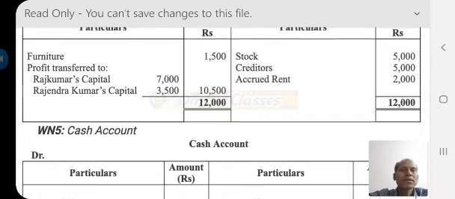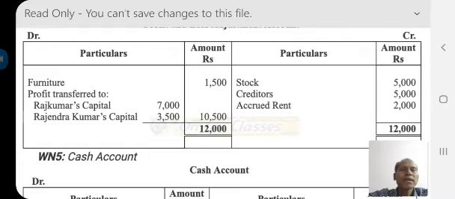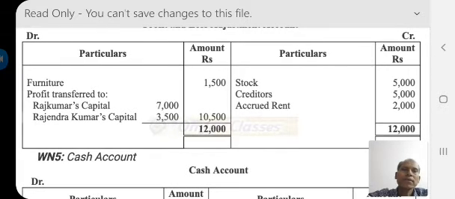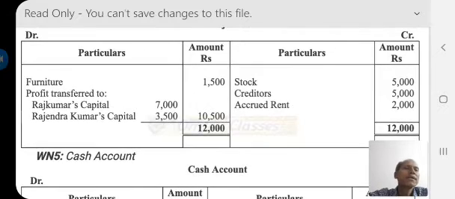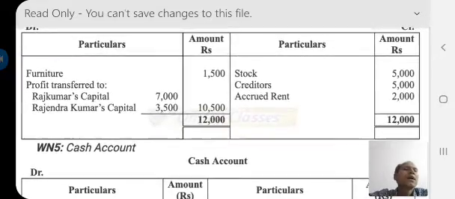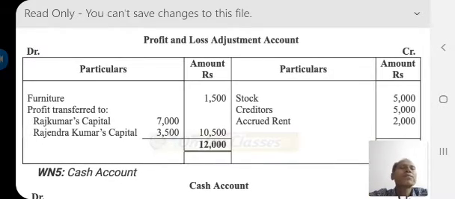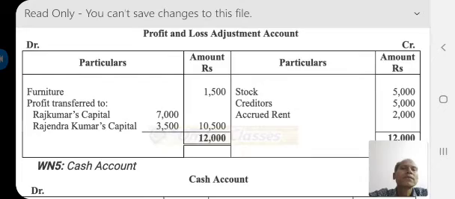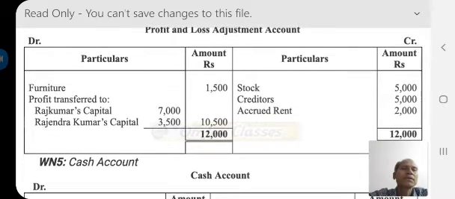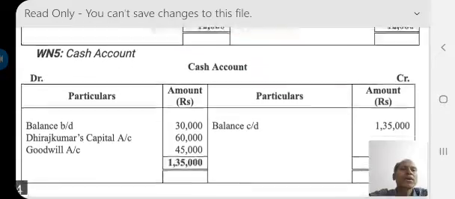This is a profit. If it is seen at the debit side, it is a profit. If it is seen at the credit side, this is the credit balance, because the credit balance is more if we compare with the debit side. If the debit balance is more, then loss will occur in the revaluation account. In this revaluation account, these two partners have earned the profit. So it should be distributed. Now cash account.